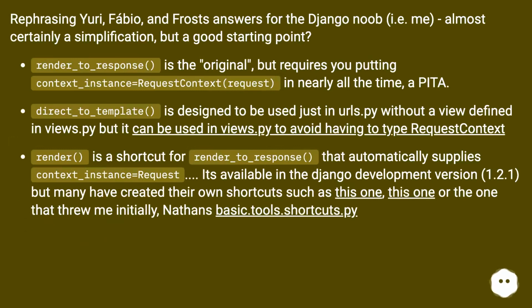Rephrasing Yuri, Fabio, and Frost's answers for the Django newbie, i.e. me, almost certainly a simplification, but a good starting point. render_to_response is the original, but requires you putting context_instance=RequestContext(request) in nearly all the time, a pain in the ass. direct_to_template is designed to be used just in urls.py without a view defined in views.py, but it can be used in views.py to avoid having to type RequestContext.